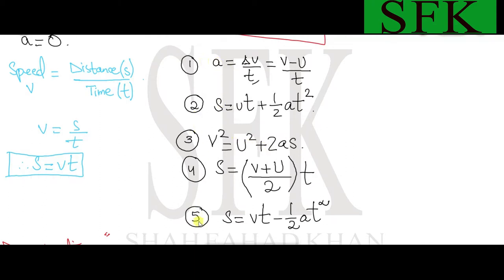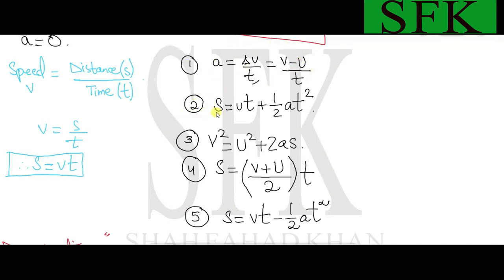There are five different equations of motion. The first equation of motion is directly from the definition of acceleration, which we just did. Acceleration is the change in velocity upon time. So change in velocity is basically the final velocity v minus the initial velocity u, divided by time. This is the first equation of motion that we've studied.